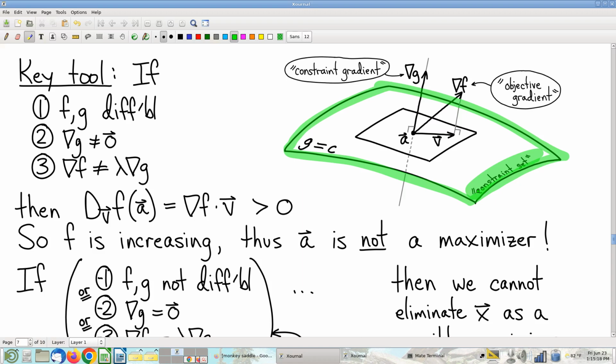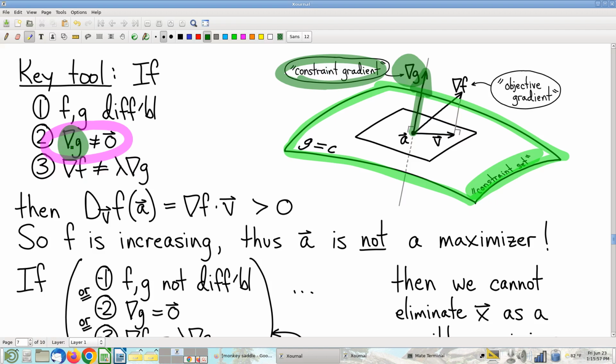Okay. We have our objective function. We have our constraint function. I do need for both of those to be differentiable. Another assumption that I'm going to have to make here, and you'll see why in a couple of seconds, is I'm going to need my constraint gradient to be non-zero. By the term constraint gradient, I mean the gradient of the constraint function. I think that's pretty reasonable lingo. It's pretty standard. So I need my constraint gradient to be non-zero.